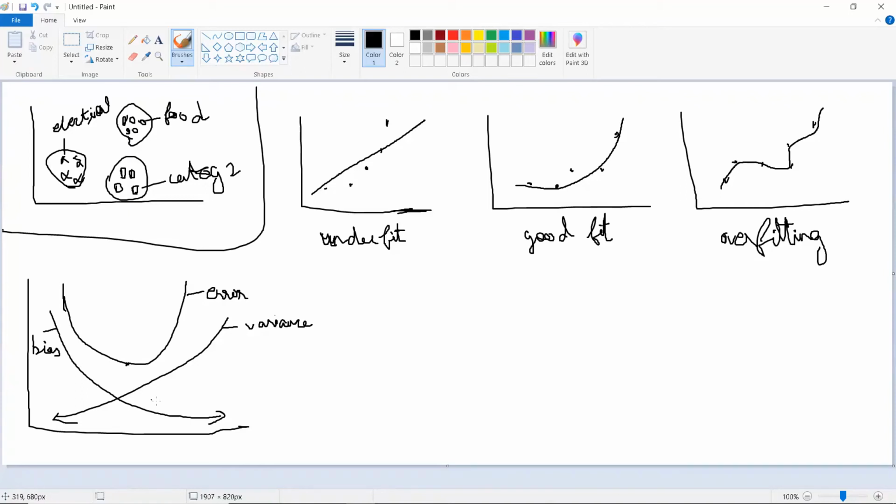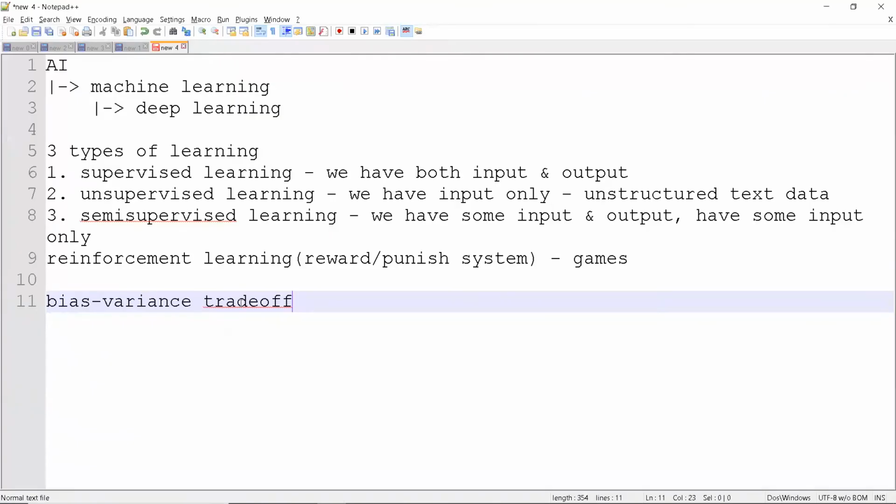If you increase the bias, the error will get higher over time. Also, if you increase the variance, it will also go high over time. So we need to find the best fit over here. That is the bias variance trade-off. You need to trade off the bias and variance in order to find the optimal point for a generalized good model.